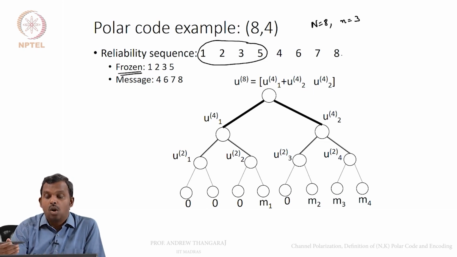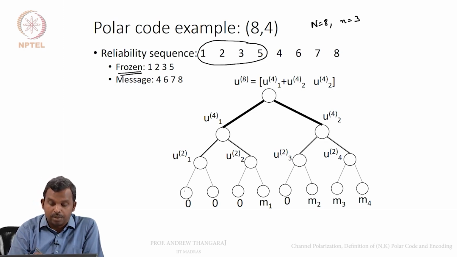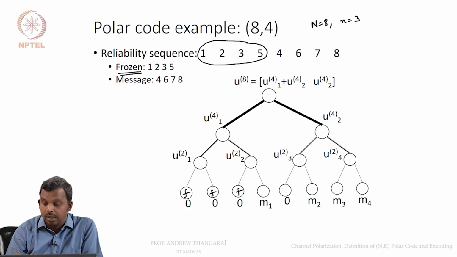So, how do you visualize the polar code construction? You can go back to the binary tree representation of the polar transform. And 1, 2, 3 and 5 you set as 0. So, this is all frozen. I will write F here to indicate that these are frozen, and then write M here to indicate these are message. So, the first, second, third and fifth leaf nodes are frozen to 0, the remaining are set to M1, M2, M3, M4.